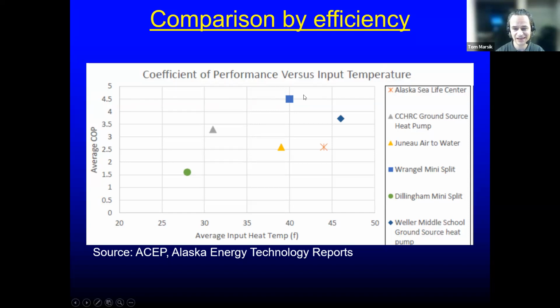But unfortunately, we can't just say that ductless mini split heat pumps have the highest efficiency because of this one single point. Because if you look at the lowest coefficient of performance in this graph, it's also a ductless mini split heat pump. So there's this green dot down here. It's a ductless mini split heat pump in Dillingham, Alaska, with a coefficient of performance of about 1.6. So again, we can't just say that one type of system is more efficient than others.